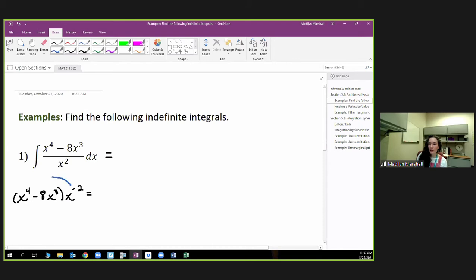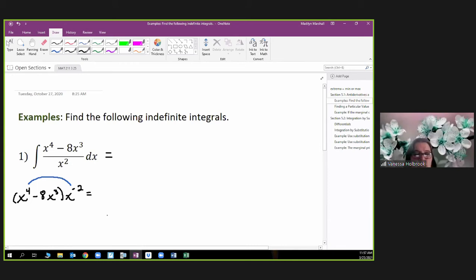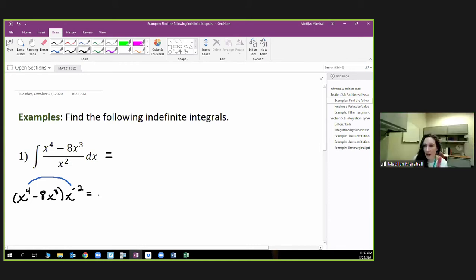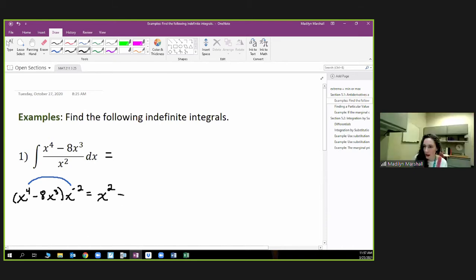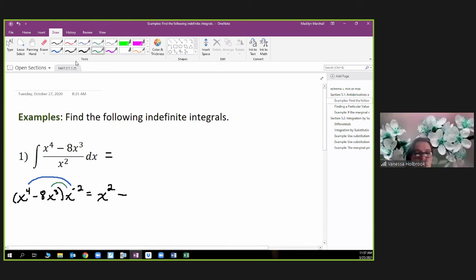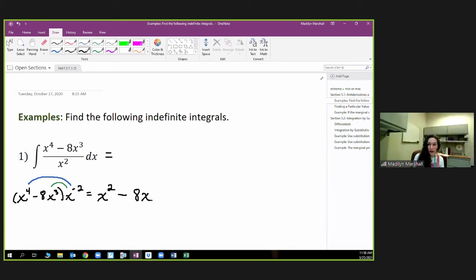So if we distributed x to the -2 to x to the 4th, what would we get? X squared. X squared, yes. So we would add those exponents together. And then how about the second term? 8x. 8x, yes. So that is totally fine to do it that way. Bring up the x squared and then distribute.